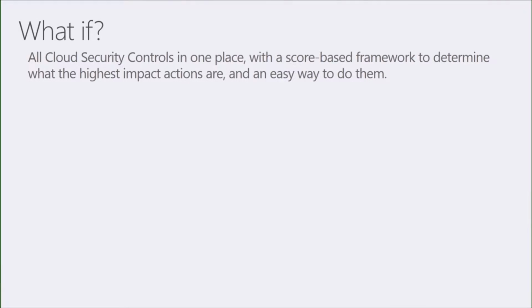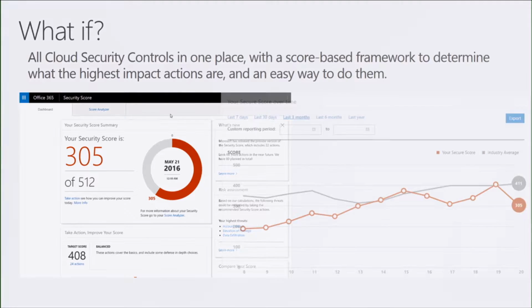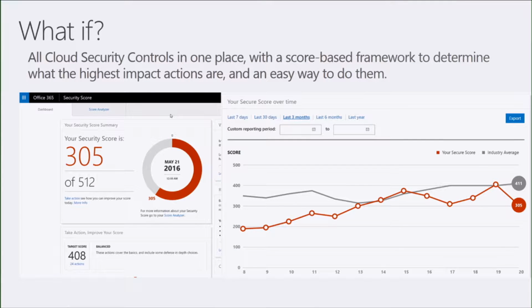So we all got together and we said, what if we put all the controls in one place and created a scoring framework that allowed you to figure out this thing is better than that thing, and that thing is way worse than this other thing down here. But to have it all in one place and to include Azure Active Directory controls, Exchange Online controls, SharePoint Online, OneDrive for Business, Skype for Business, everything that exists in Office 365 in one place. And that's where we came up with Secure Score.